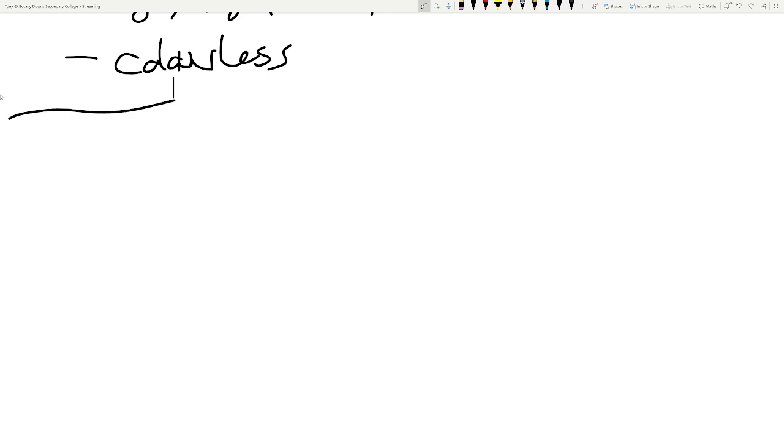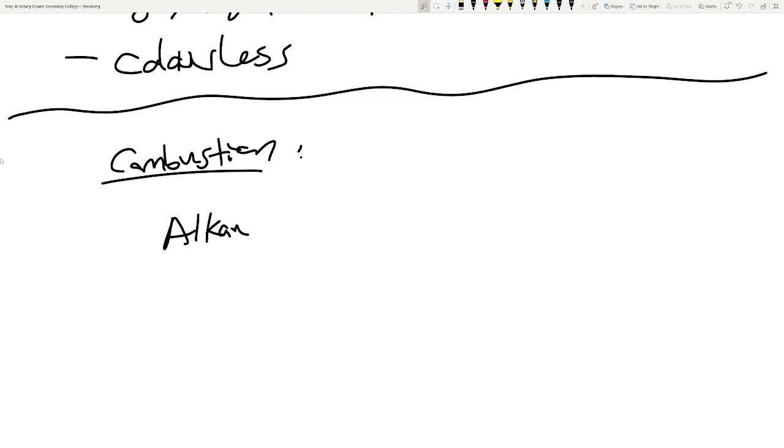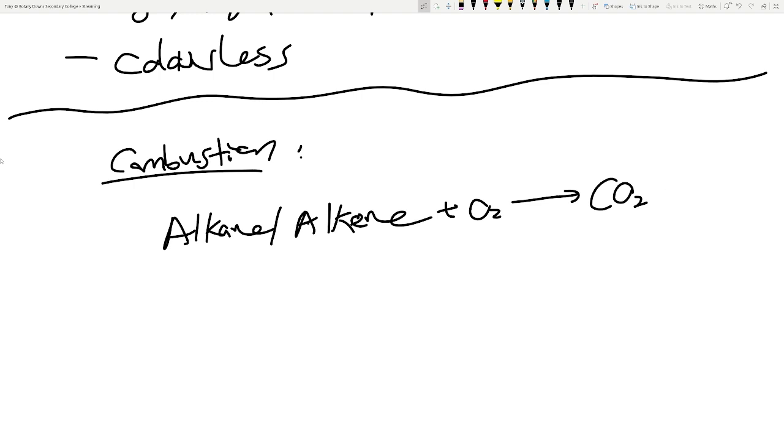One of the minor reactions that we look at is combustion. This doesn't really bother us at year 12 anyway. With a combustion reaction, whatever alkane or alkene you have, you just burn it in oxygen, and if it completely combusts, you make CO2 and water. Depending on how many carbons you have, you then need to balance the equation.